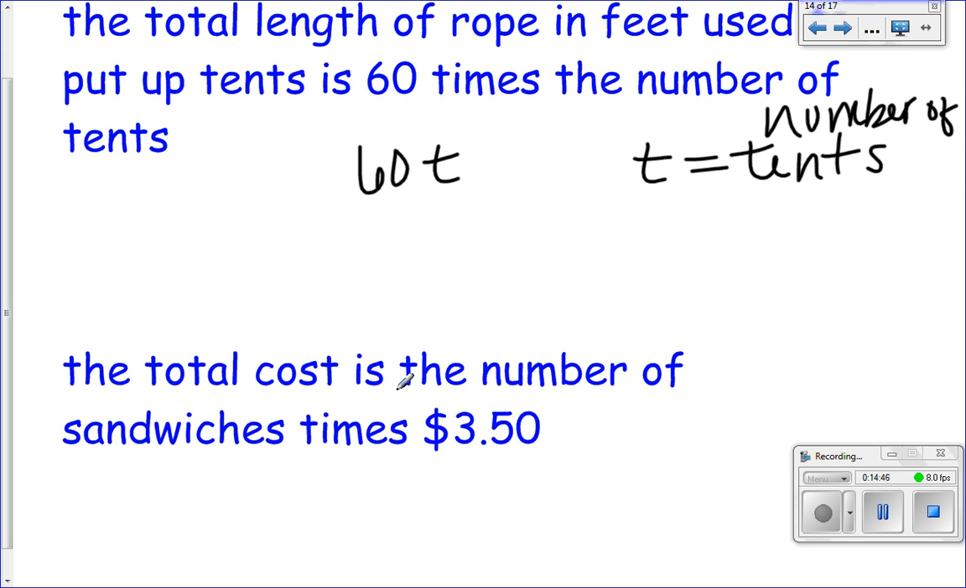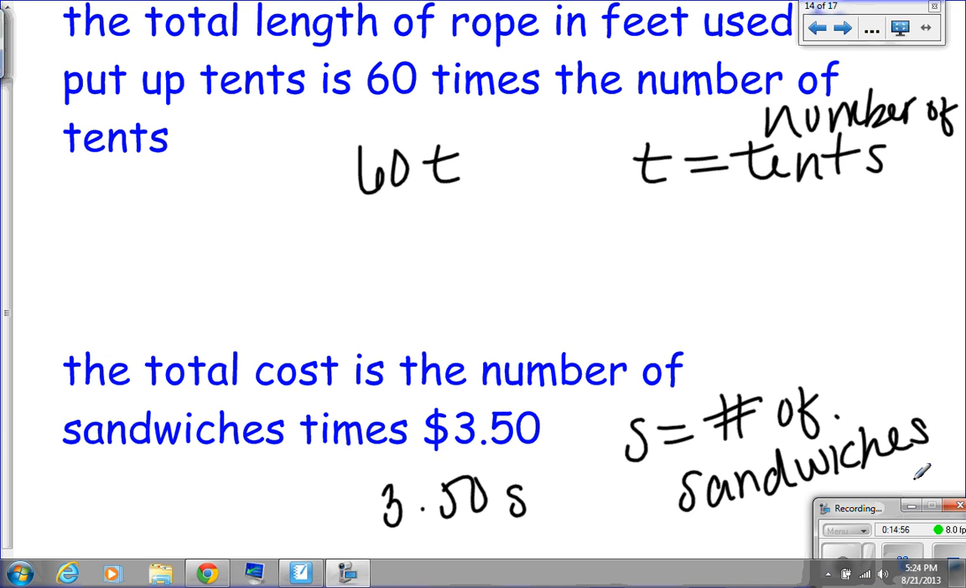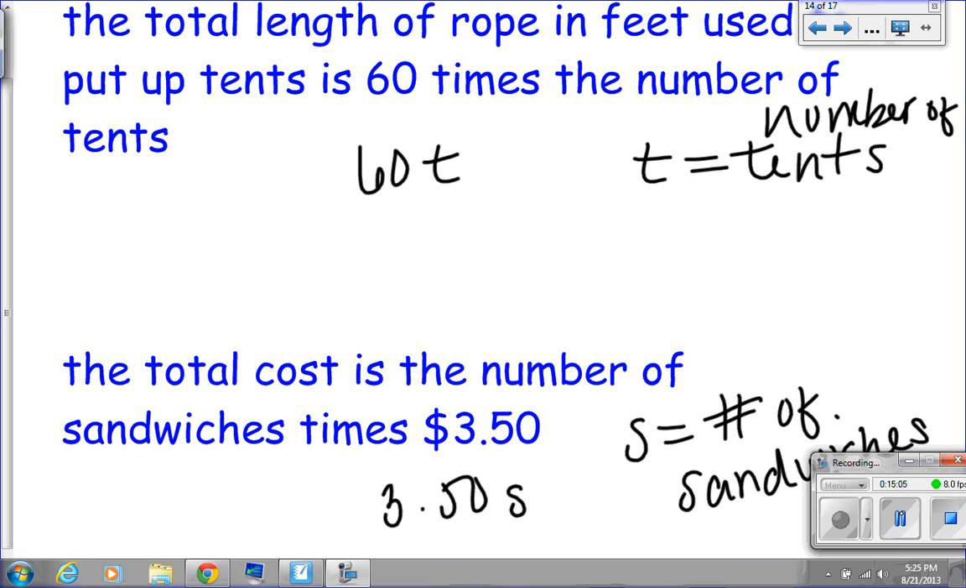Go ahead and try to find the total cost is the number of sandwiches times $3.50. Represent this with an expression. So for this, you should have had $3.50 times S, where S is the number of sandwiches that you have.